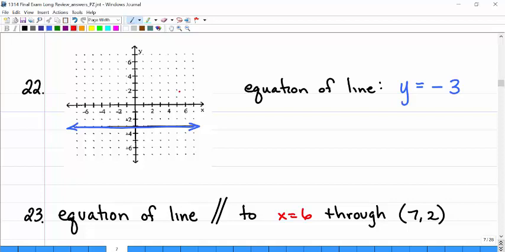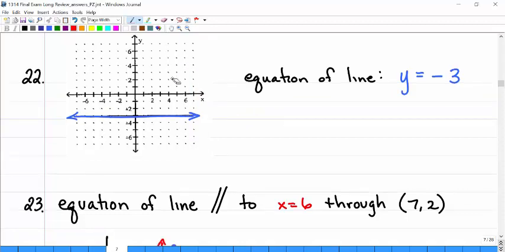If they asked you to find the equation of this line, again, the vertical line there in red, that's a vertical line, so it's going to be x equals a number, and in this case it would be x equals 5. It's a totally different problem, but I wanted to remind you that a vertical line is x equals a number, and a horizontal line is y equals a number.